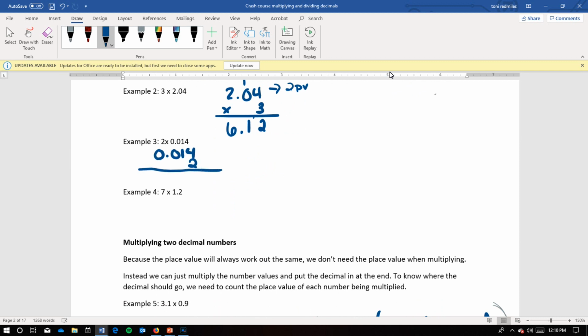Let's do this one. 4 times 2 is 8. 2 times 1 is 2. 2 times 0 is 0. And then 2 times 0 is 0. I have 3 place values, so in my answer, I need 3. My answer is 0.028.